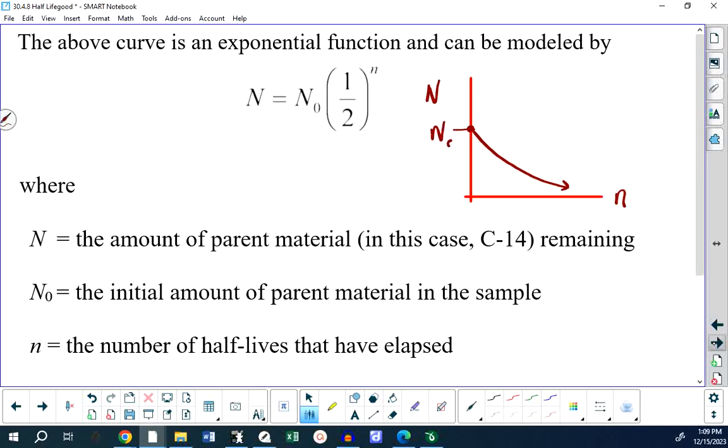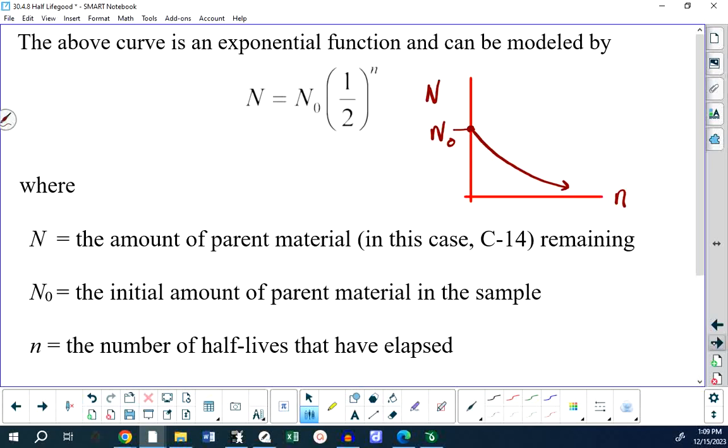N0 is the original population. And capital N and capital N0 could be percent. So N0 could be 100%, and N is a percent that's changing, the percent later. N and N0 could be grams. Okay, so N0 might be 13 milligrams, and then N is showing what's happening to that.